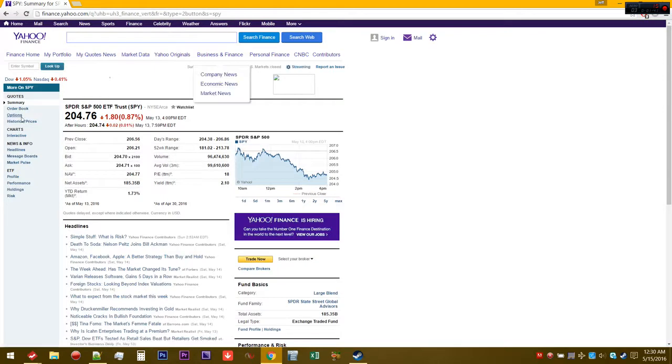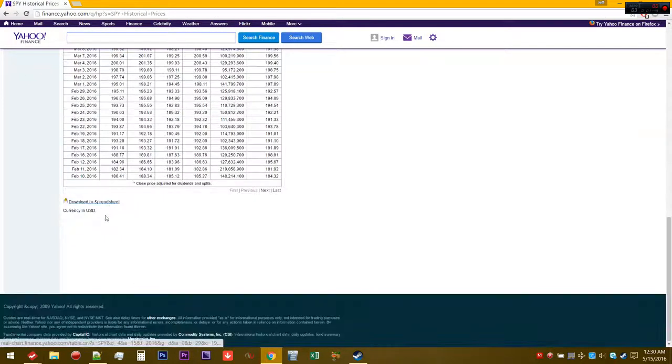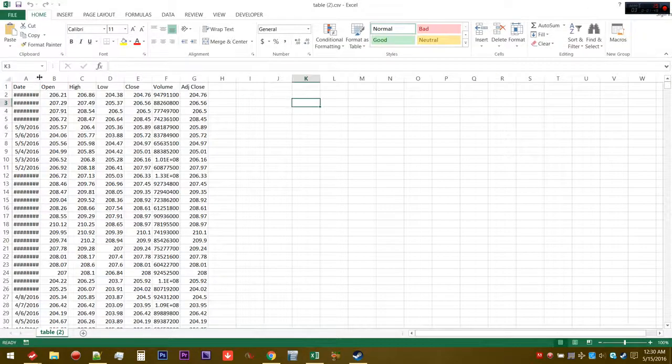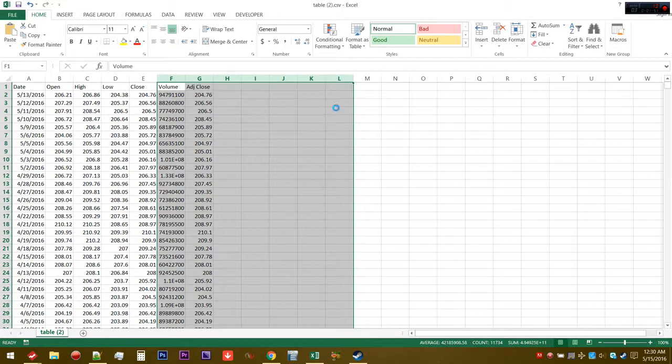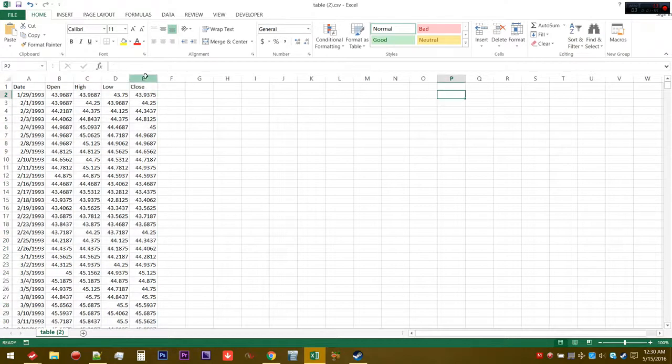Okay, so let's go ahead and grab some security prices. I'm going to look for the ETF of the S&P 500 and download it to a spreadsheet just because I don't think there are too many stock splits, so it's very nice to work with. Okay, let's get rid of volume and adjusted closing. Let's sort this by oldest to newest, and let's highlight the closing price. As you know, it's very important for a lot of indicators.